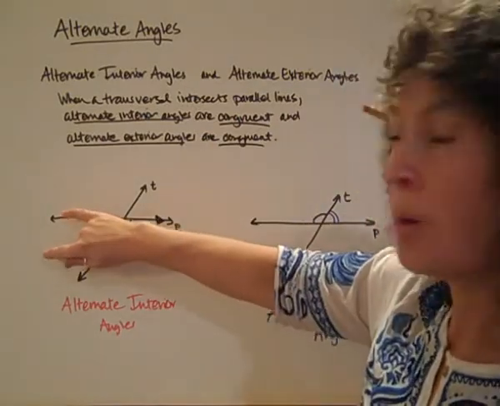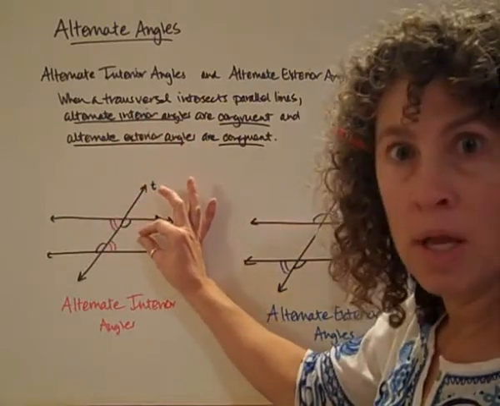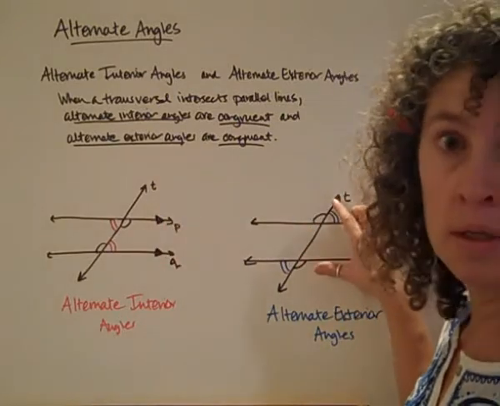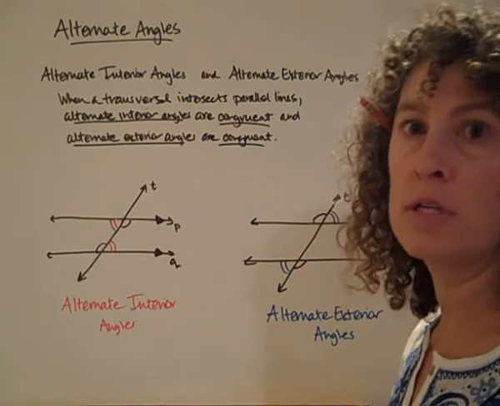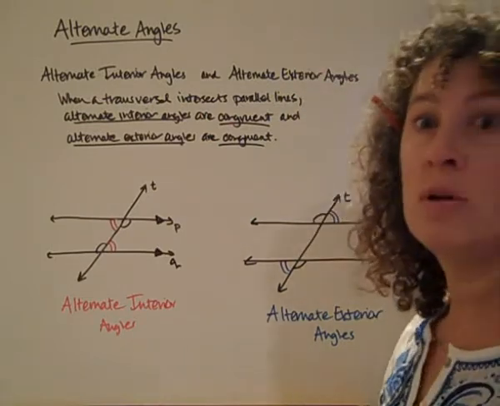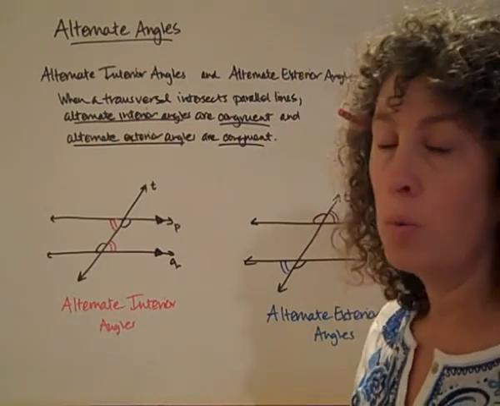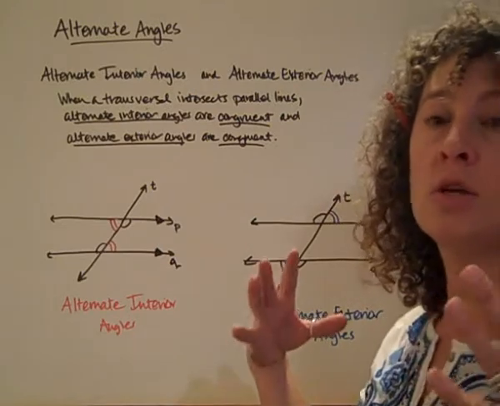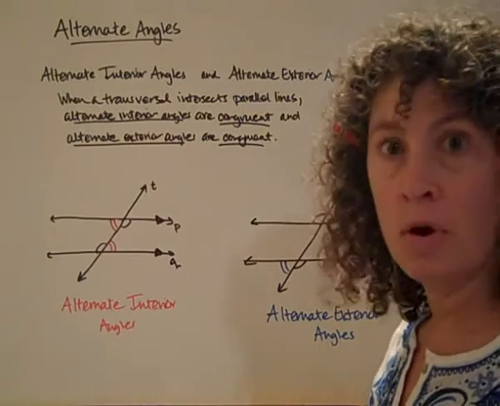So if we think about our parallel lines, we're talking about inside the parallel lines, our interior, and outside the parallel lines, our exterior. So if you think of an interior decorator, that's someone who decorates inside your house. The exterior of your house is the outside. If you think of an exoskeleton, when we think about science, an ant has an exoskeleton. Its skeleton is on the outside. So exterior, outside, interior, inside.